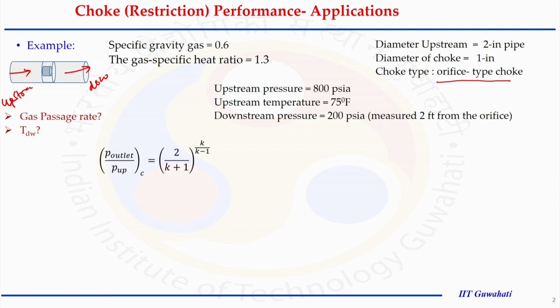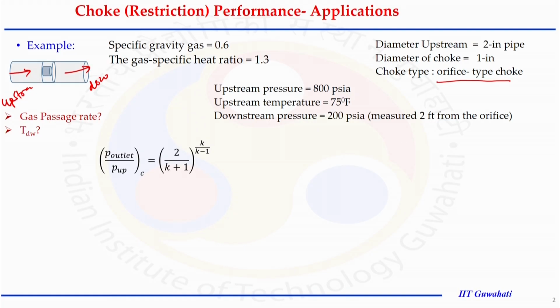Now, if we go further, what is the first step? We calculate the critical pressure ratio, because the flow through the choke is determined by the critical pressure ratio, or by the Mach number in other terms. In terms of pressure, it is the critical pressure ratio that depends on the specific heat ratio of the gas being passed through this restriction. As the gas specific heat ratio is given as 1.3, we can calculate the critical pressure ratio, and if we put in the numerical value, we will get 0.5459.